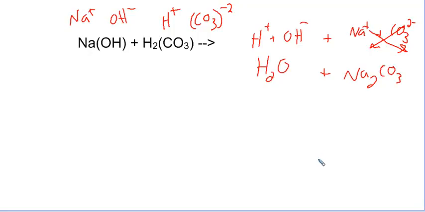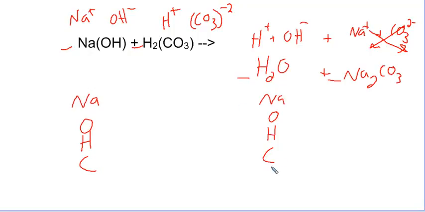Now the last step we have to do is actually balance this equation to make sure that our coefficients are correct. So here's the things we need to balance. On this side, I'll write down Na, O, H, and C. And then we need to count them up. How many sodiums? How many oxygens? How many hydrogens? How many carbons? On this side, how many sodiums? How many oxygens? How many hydrogens? Carbons? 1.